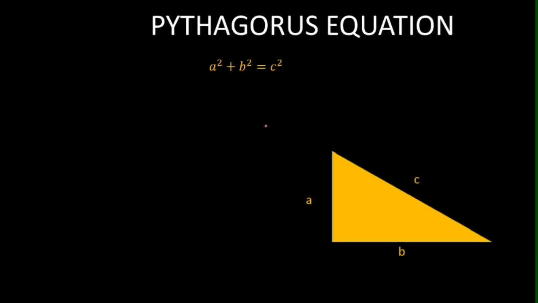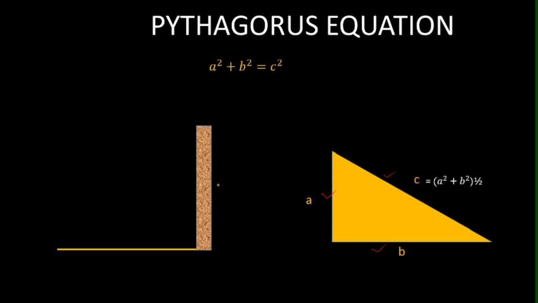Now you see here, this side is A, B is the base, and C is the hypotenuse, and C equals the root of A square plus B square. We can easily apply this method to find out the inclined plane.